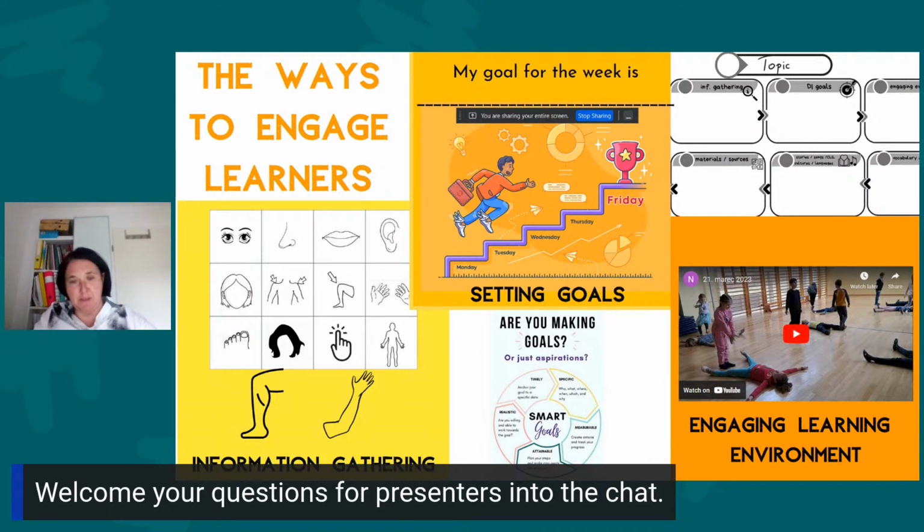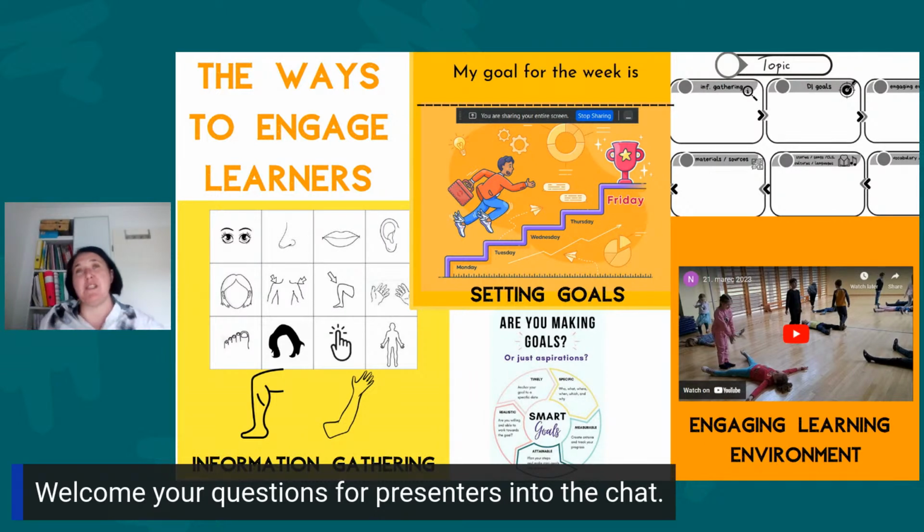Then when we talk about planning lessons and setting goals, it's very good to engage them with this activity: my goal for the week is, or my goal for the month is, depending on how many lessons you have in a week. So they write down their own goals. You choose it. These are personalized goals.